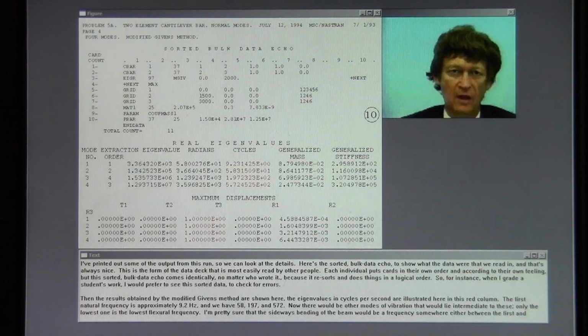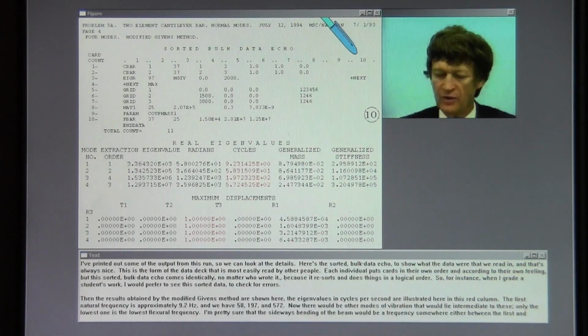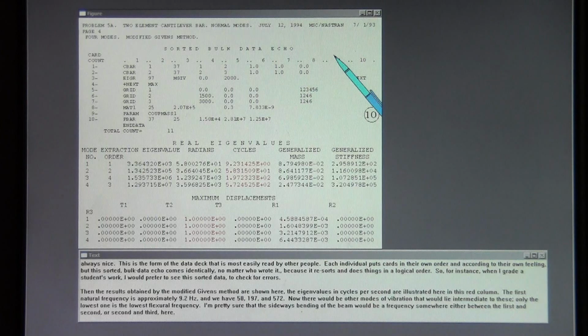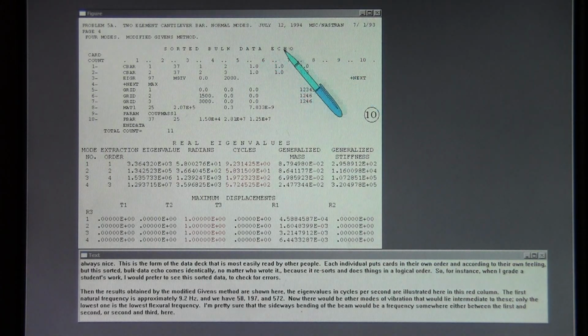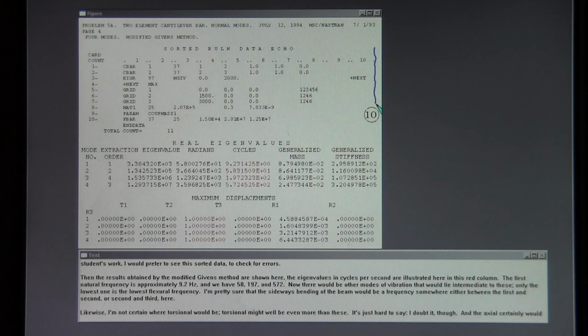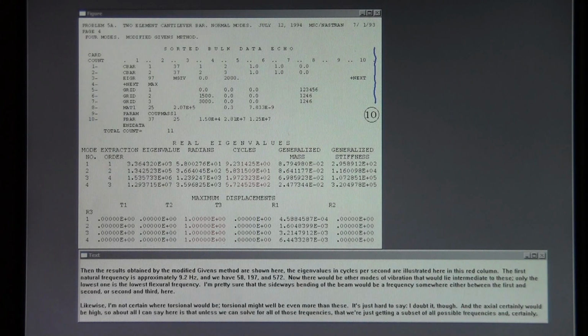I've printed out some of the output from this run so we can look at the details. Here's the sorted bulk data echo to show what the data were that we read in, and that's always nice. This is the form of the data deck that is most easily read by other people. Each individual puts cards in their own order according to their own feeling, but this sorted bulk data echo comes out identically no matter who wrote it, because it resorts and does things in a logical order. So for instance, when I grade students' work, I would prefer to see this sorted data to check for errors.